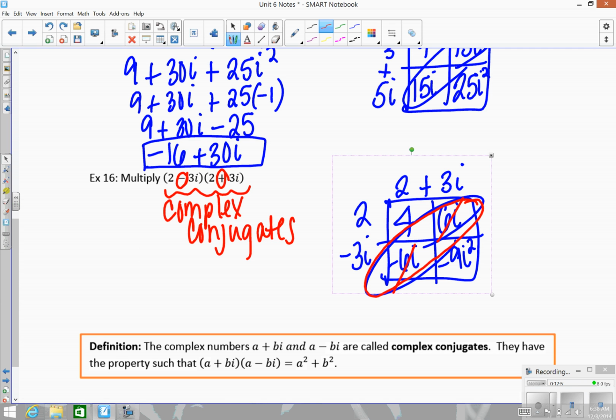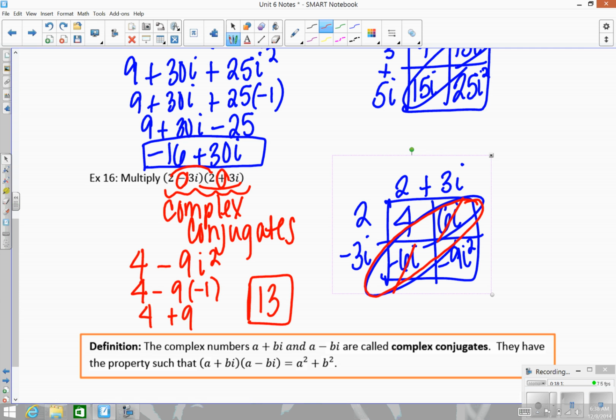So then what you're left with is really the first and the last terms if you were to multiply. So 4 minus 9i squared is what I'm left with, which is 4 minus 9 times -1. So 4 plus 9, which is 13. So basically what's going to happen with these complex conjugates is that the i's are going to cancel. So you're not going to have any imaginary part because the only imaginary part you're left with is the i squared, which is going to become -1. So you should always be left with just a real number.